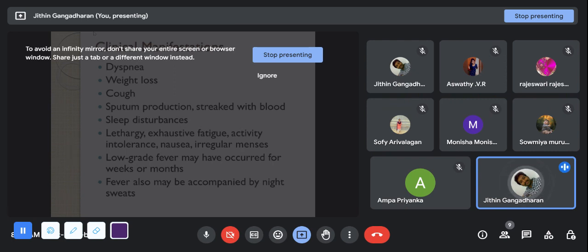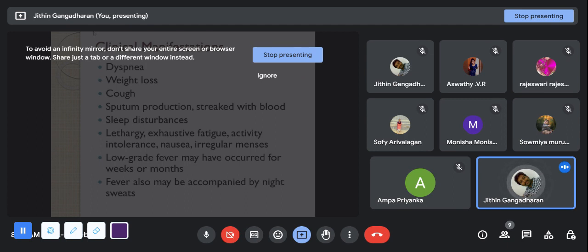In those conditions, in pulmonary edema, in case of lung abscess, there will be dyspnea, weight loss, cough, sputum production which will be presented with blood, sleep disturbances, and fatigue. The patient will easily go into fatigue, activity intolerance, and will be lethargic. In some cases, since it is an abscess, there may be a chance of low grade fever.